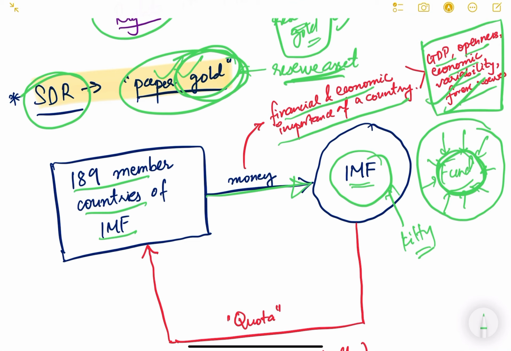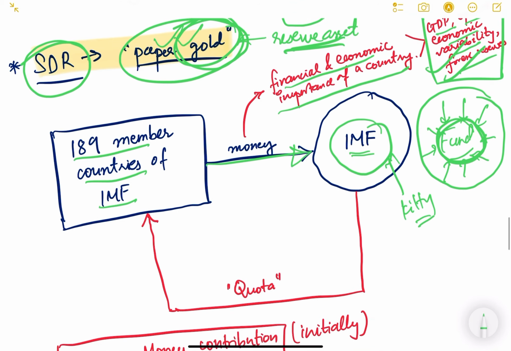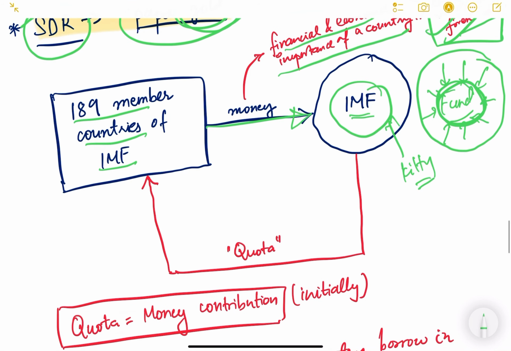So this is additional information basically. Okay, so you just understand that big countries, important countries, financially and economically developed countries, they will give more money to IMF for this fund. And जितना money दिया है उतना ही quota IMF उनको allot करेगा.